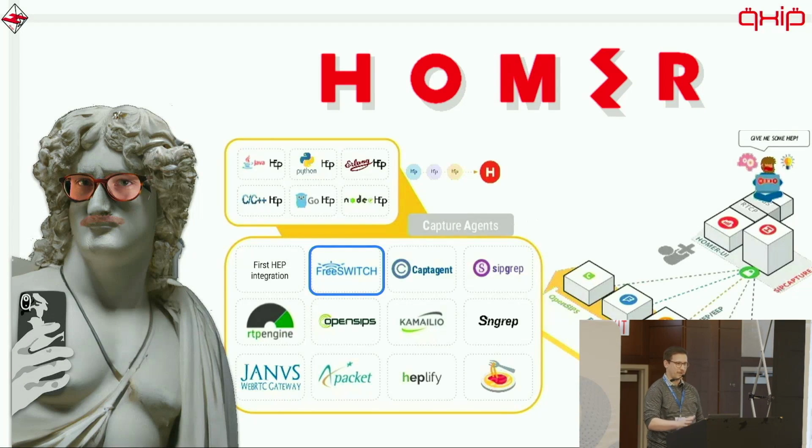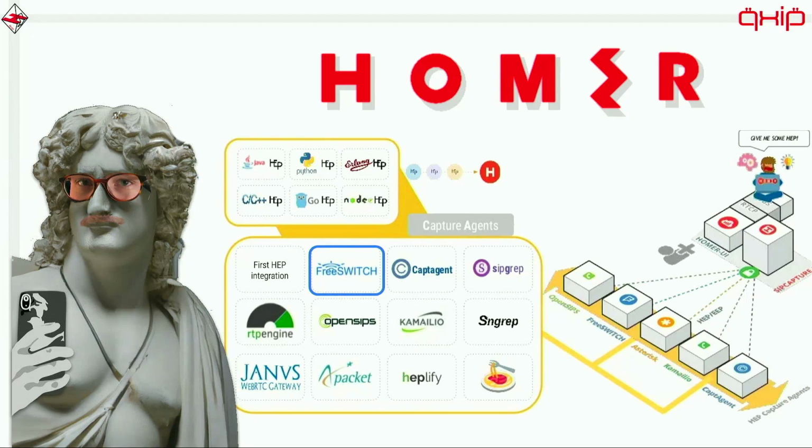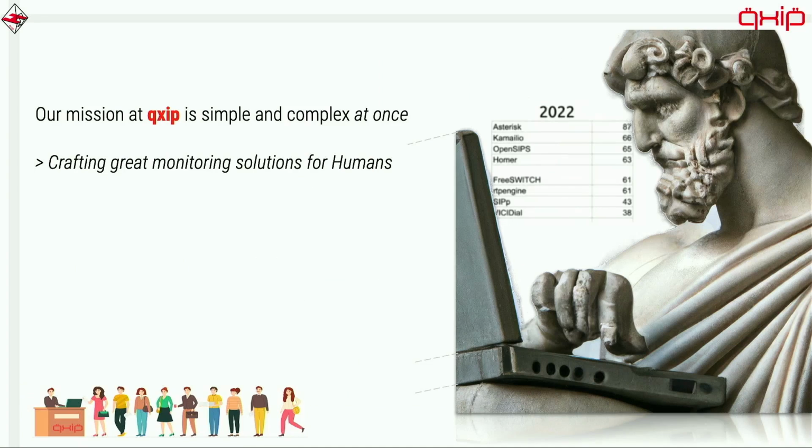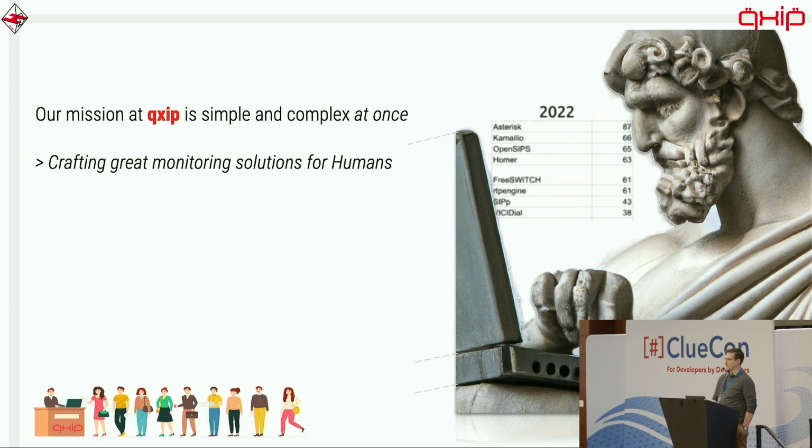So Homer, everyone knows, it's the big connector to HEP. It's kind of the platform for monitoring, because almost every one of these beautiful SBC and capture agents support HEP. FreeSwitch was one of the first integrations, so it's close to our heart. And so that's Homer. Our mission at QXIP is to make simple and complex at once. So we always like to build things that are helpful for humans, made by humans for humans.